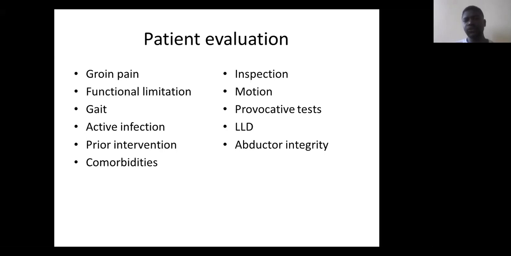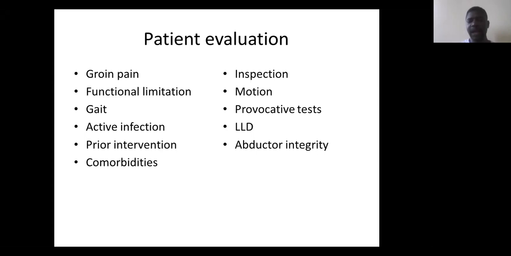Then for the provocative tests, there's the anterior apprehension test. Then also we need to assess leg length discrepancy, which can either be bony, anatomical, or functional. We will take an in-depth look at that when we go through preoperative planning.